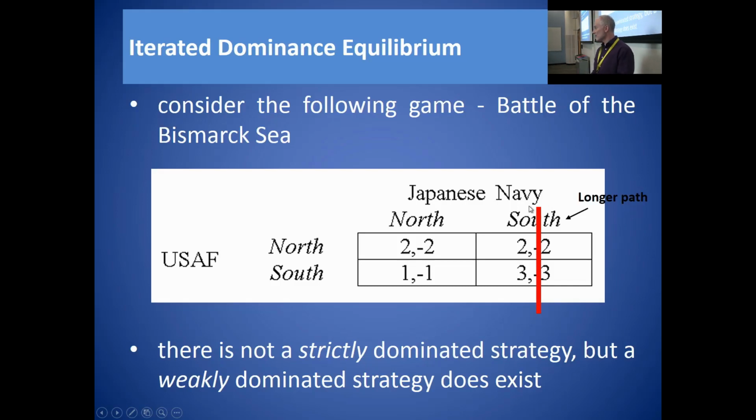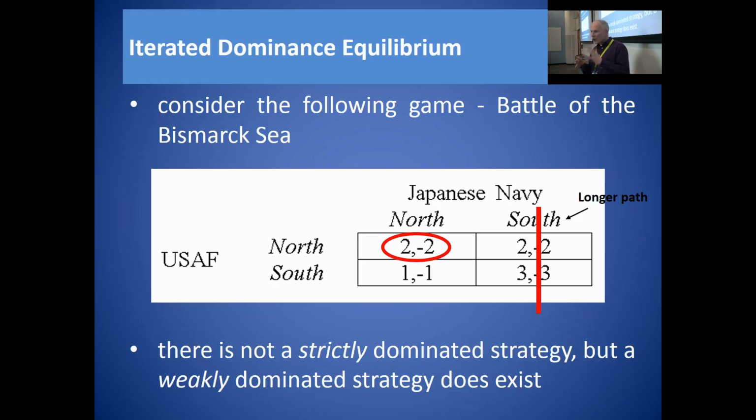And appreciating that, then the US Air Force said, well, understanding that the Japanese Navy aren't going to take that longer path, do we send our scout planes to the north or to the south? We send them to the north, we get a payoff of 2. Send to the south, we get a payoff of 1. And so, what they chose to do was send their planes to the north, at the same time as the Japanese Navy sent their troops across that northern path. And in March 1943, that's the exact game that was played out.